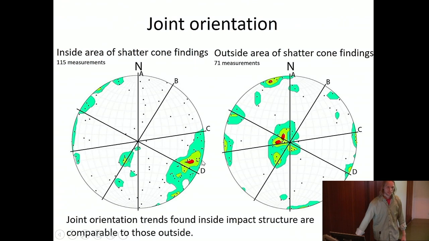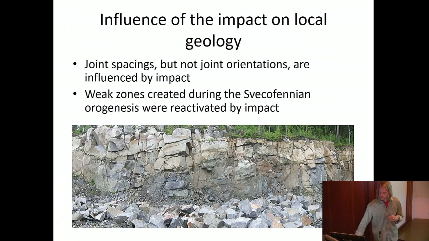Now the first thing to be said is that three of those four trends correspond to the regional trends that I had introduced, which were measured by Nirona, namely trend A, B, and D. And also the other, the trend C, can be seen both inside and outside the crater. So the joint orientation is not really influenced by the impact. That means the impact influenced the joint spacing, but not its orientation. Why did it do that? My theory is that there were already pre-existing weak zones from the Svecofennian orogenesis. And what the impact did was reactivate those weak zones and create joints along them without influencing their orientation.